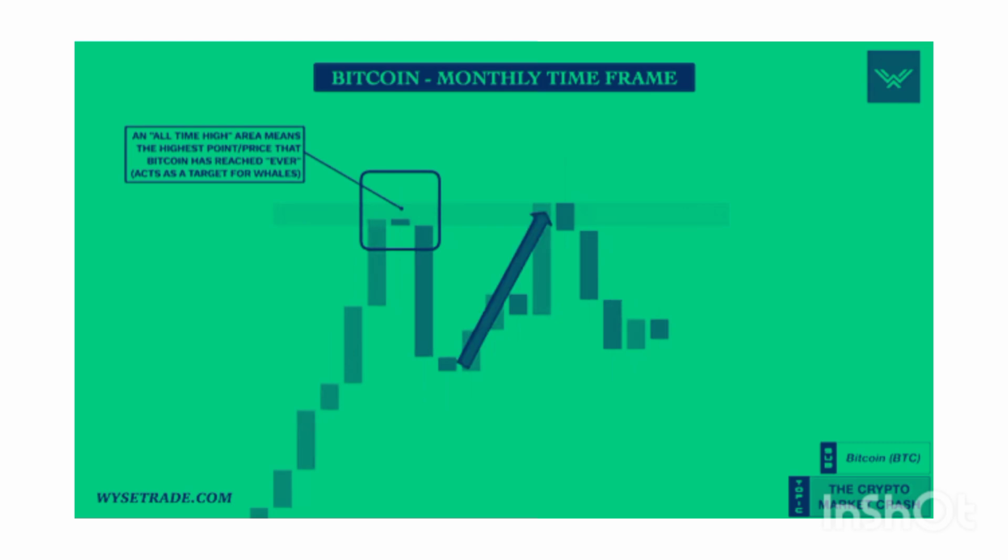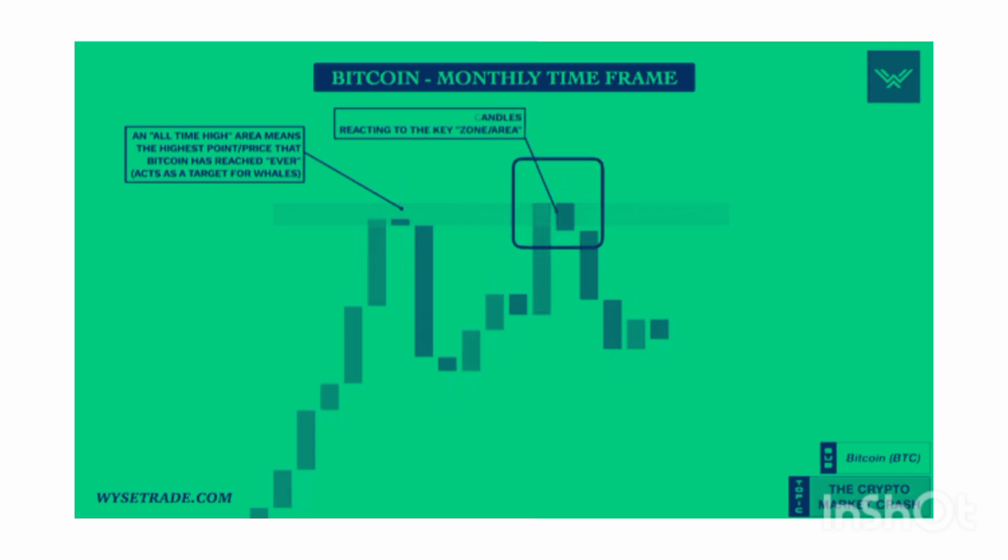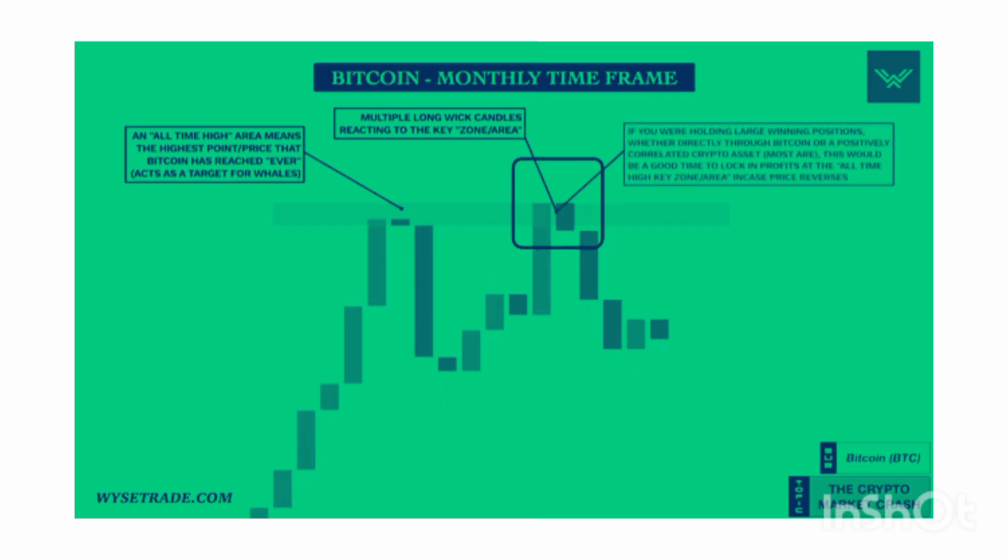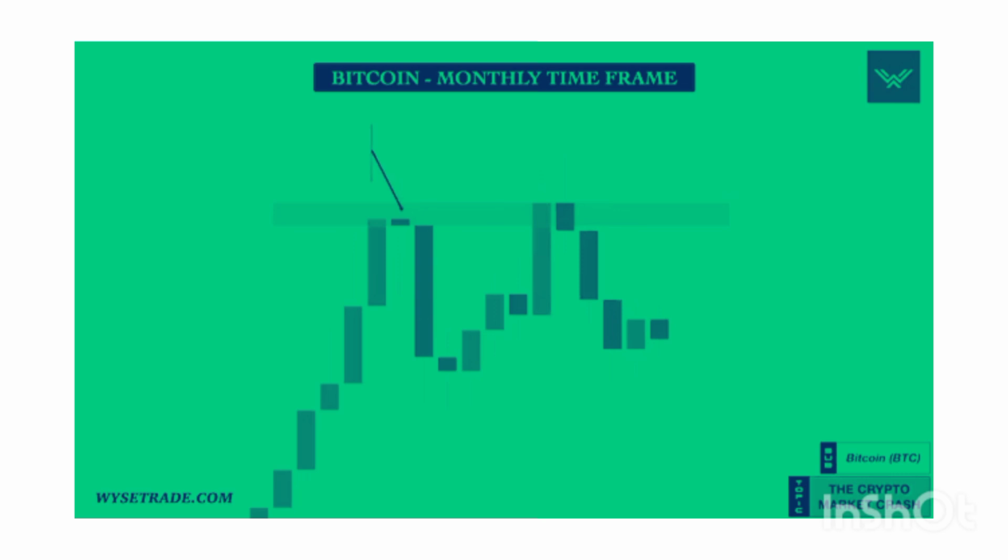As price came up to this level, you had multiple long wick candles reacting to the general key area and zone. Now, we're not saying you should have shorted Bitcoin, but if you were a holder who was running with a very large profit and with many large positions, whether directly through Bitcoin or a correlated crypto asset, this would be a good time to consider closing out positions to lock in profits, and then wait for another possible future entry point.